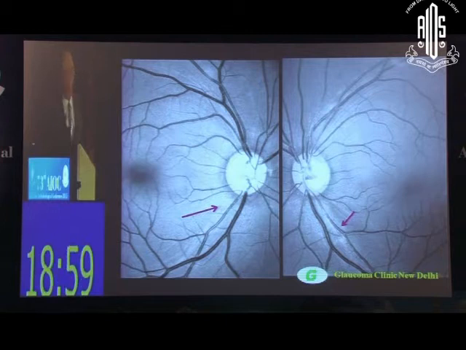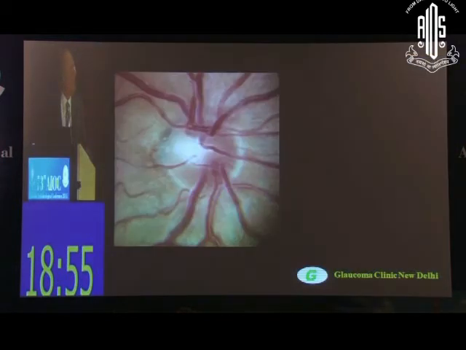And it's indicative of an ongoing ischemic damage to the optic disc. I showed you this picture. How many people feel that this is not a normal optic disc? Okay, so that's a very small number.